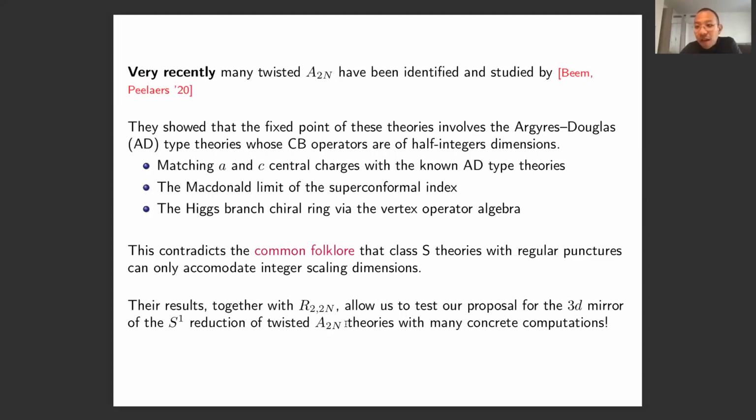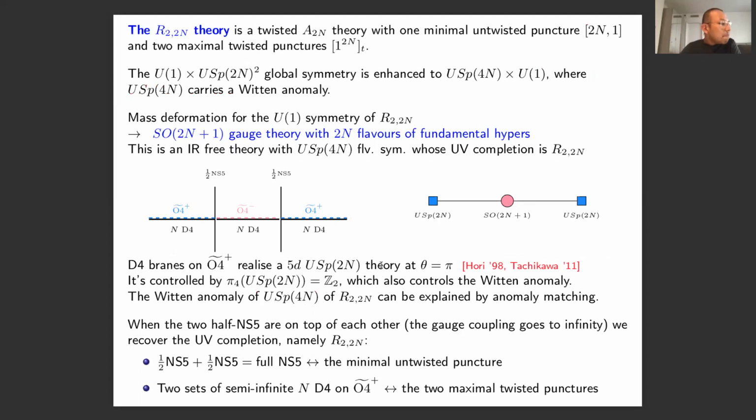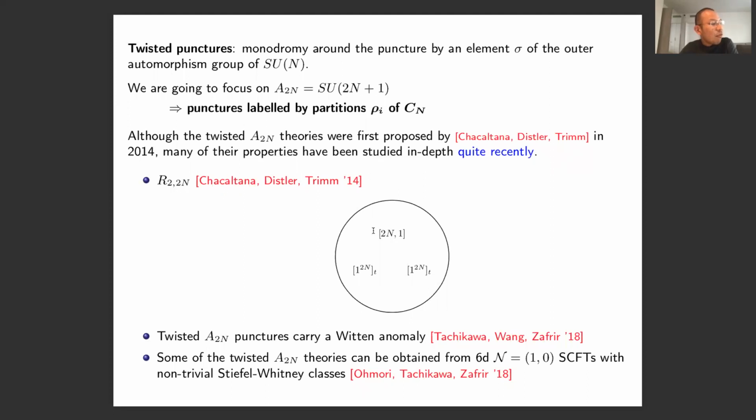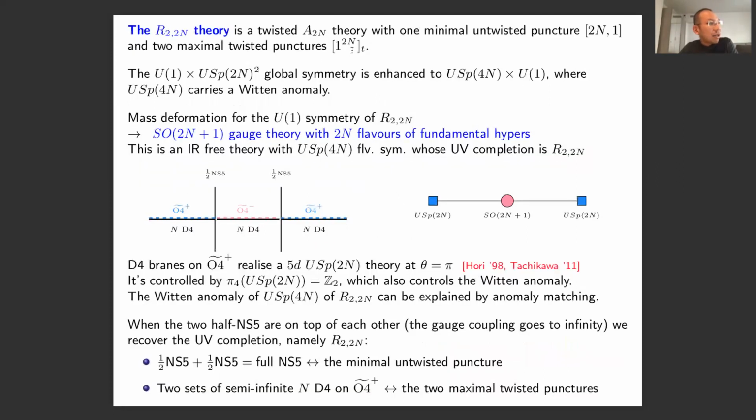So in this work, what we are doing is that we propose the mirror, the Lagrangian description of the 3D mirror upon compactification of this theory on S1, basically. So before going into more detail, let me talk about the classic R22N theory. As you have seen from this slide, the R22N theory consists of one minimal non-twisted puncture, and then two maximal twisted punctures, okay? So let me slowly review this.